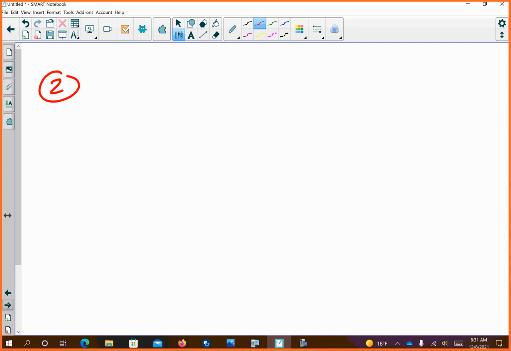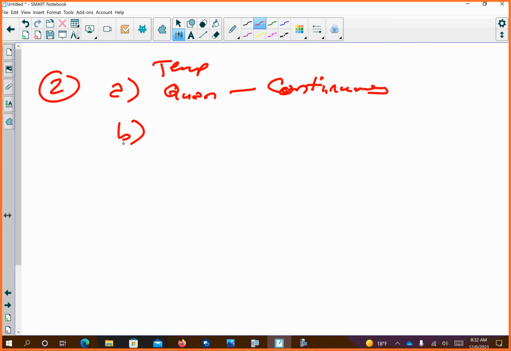Okay? And then number 2 says, identify each as categorical or quantitative, and identify the quantitative variables as discrete or continuous. Oh my goodness. So, temperature. Quantitative. And is it discrete or continuous? Yeah, because all of the temperatures in between the whole number temperatures take place. Continuous. That says continuous if you can't read it. So that's for temperature.